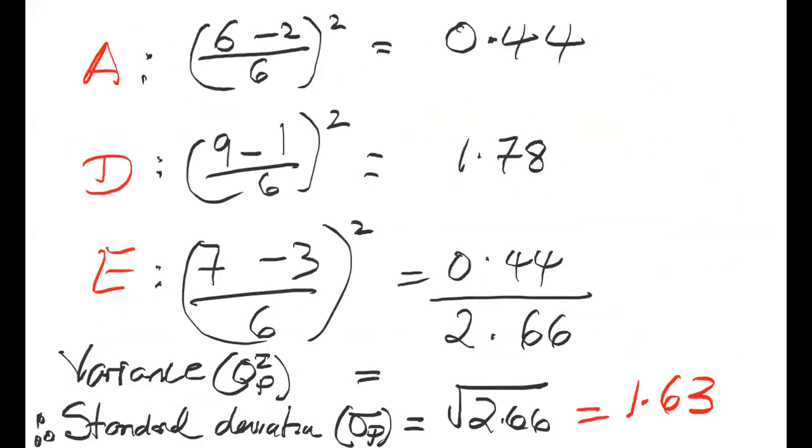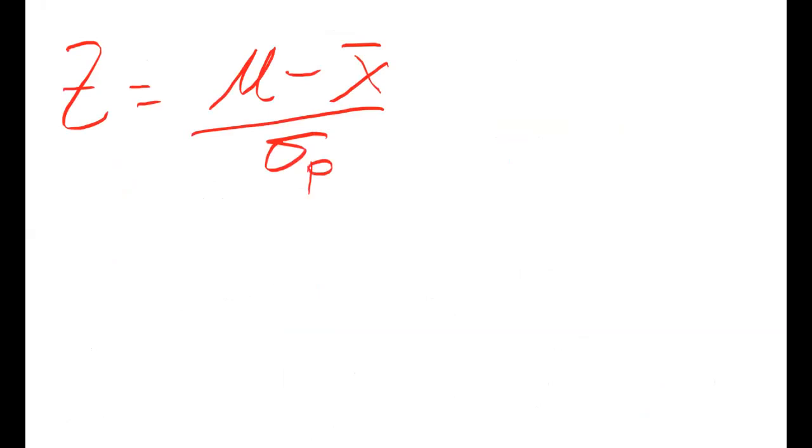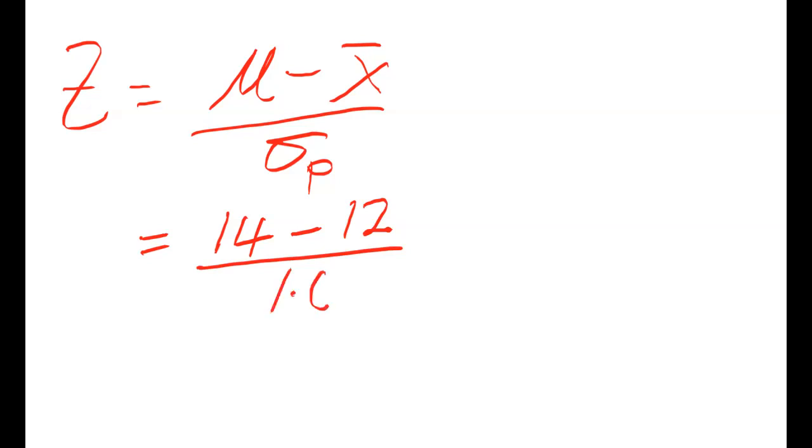All right, so we know that our standard deviation is 1.63. So remember we had said that the Z value is equal to mu minus bar x over sigma p. And we said that the mu was the requested time, that was 14, and the bar x was the average time that we calculated, which was 12. And the standard deviation we calculated a while ago, it was 1.63, right? Good. So now, what this works out to be is 2 over 1.63. So 2 divided by 1.63 equals 1.22.